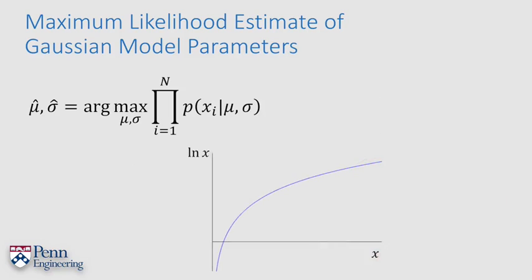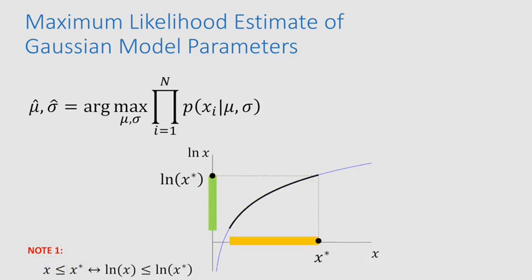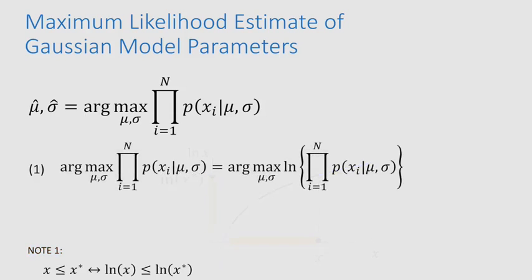Let me visualize a log function for you. It is a monotonically increasing function. So if some value x star is the maximum of the domain, then the log of the same value, log x star, is also the maximum. Using this property, instead of maximizing the likelihood, we can try to find the parameters that maximize the log likelihood. The objective functions are different. The arguments that maximize the objective functions are equivalent. It will turn out that maximizing log likelihood is simpler in many cases.